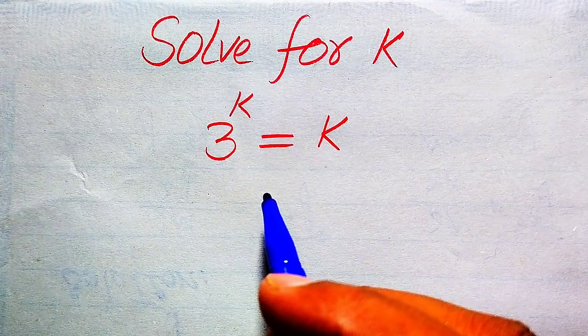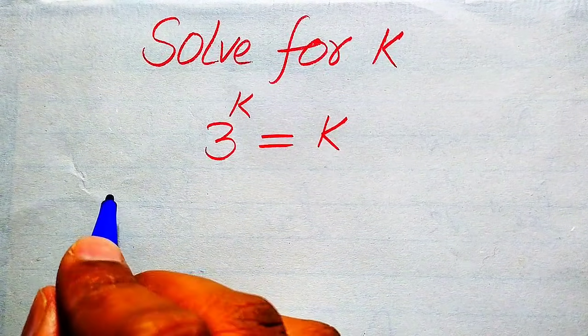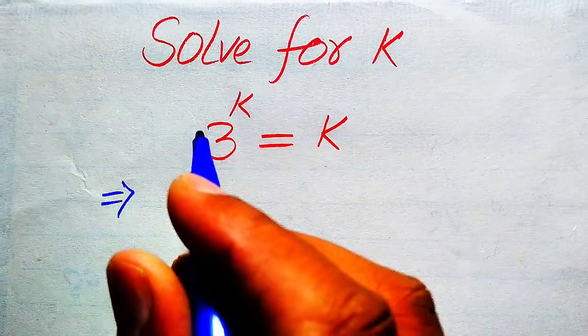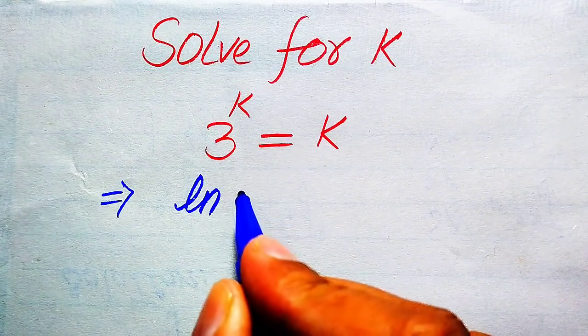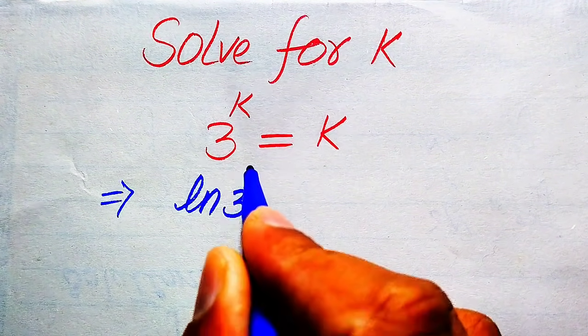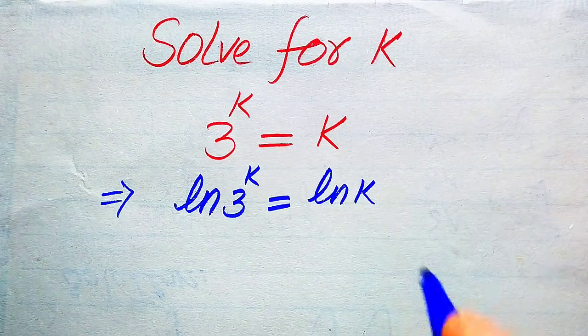So here the very first thing we are going to do is first we need to remove this exponential term, and in order to remove this exponential term, we will take a natural log on both of the sides. So when we take natural log, it will be written as log of 3 to the power of k equals log of k.